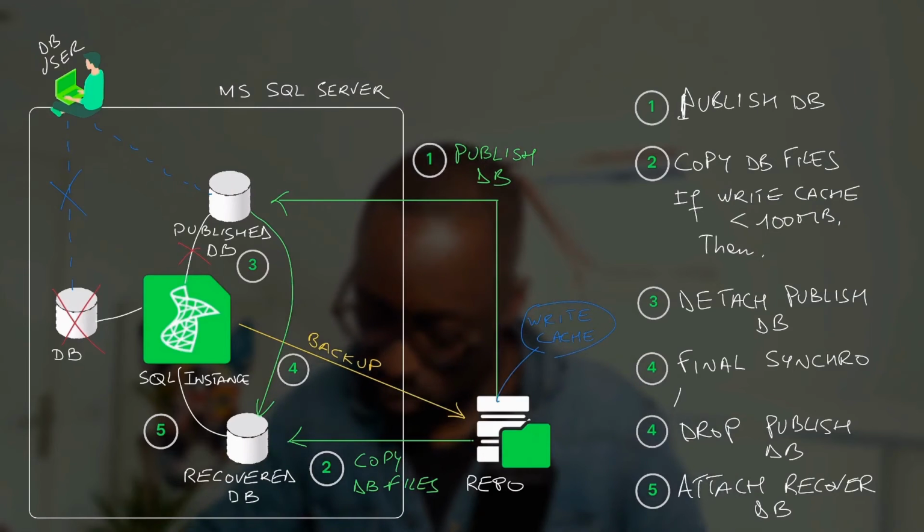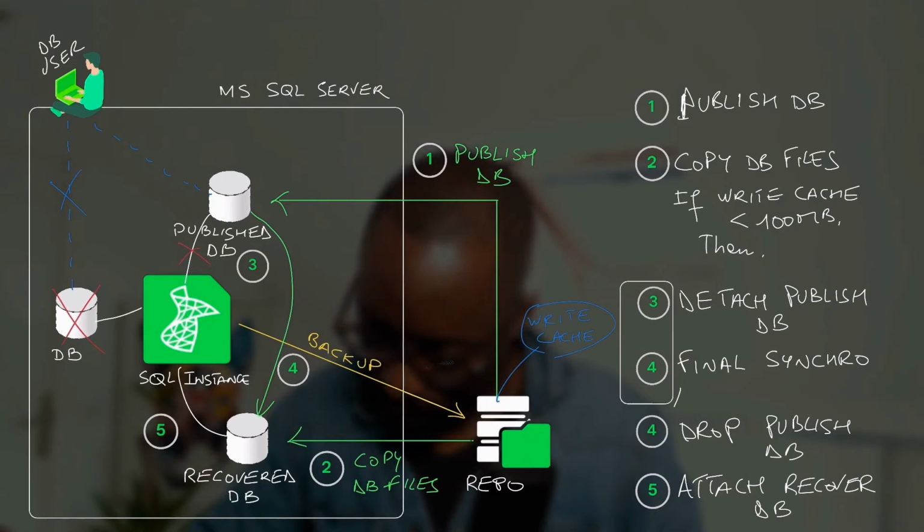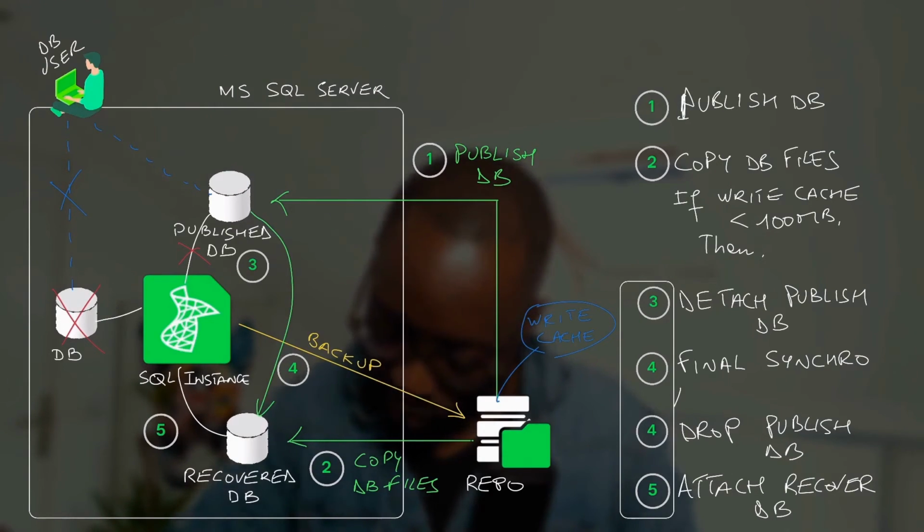So if we need to summarize, the steps here from 3 to 5 are the following. That's what the switchover is. These are the detailed steps of the switchover.